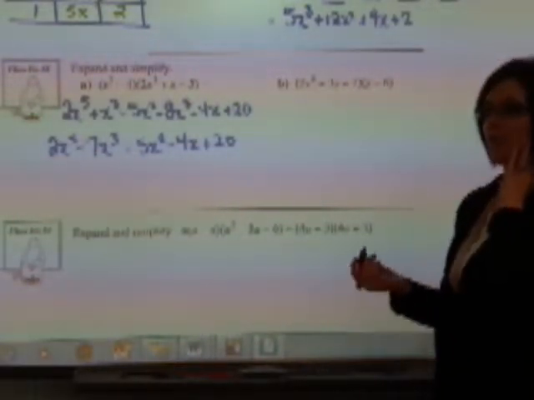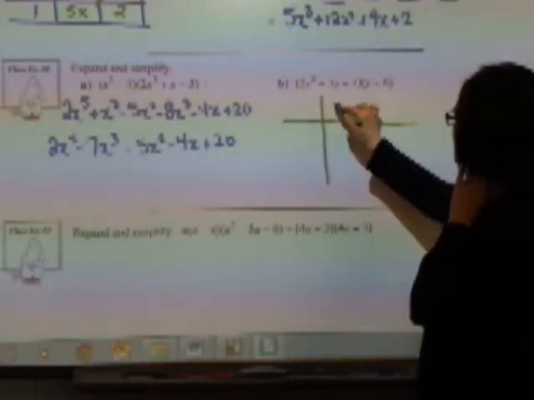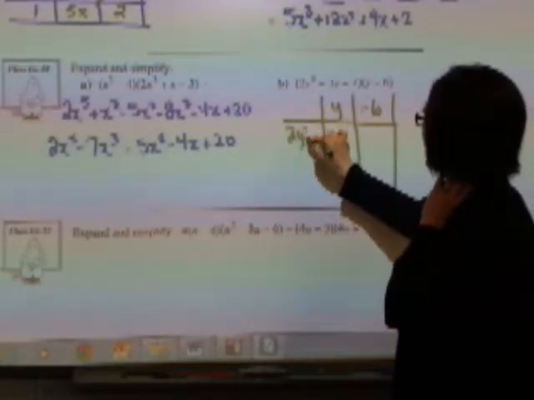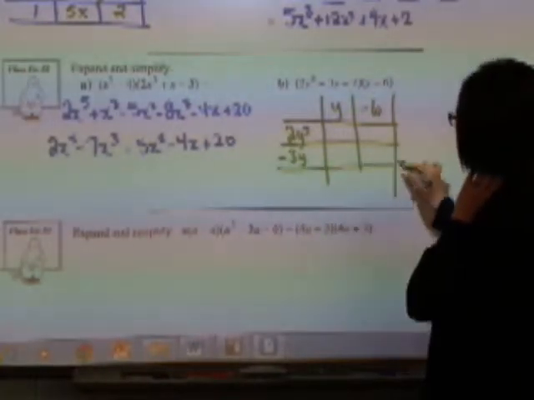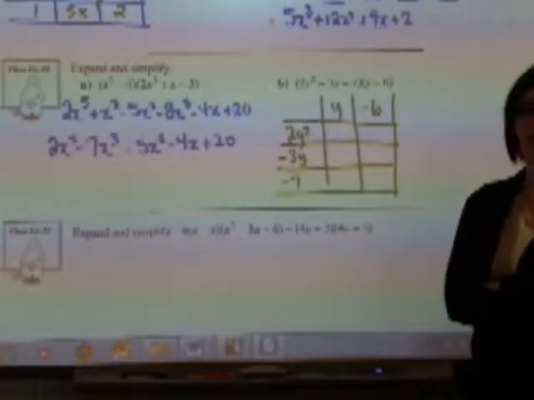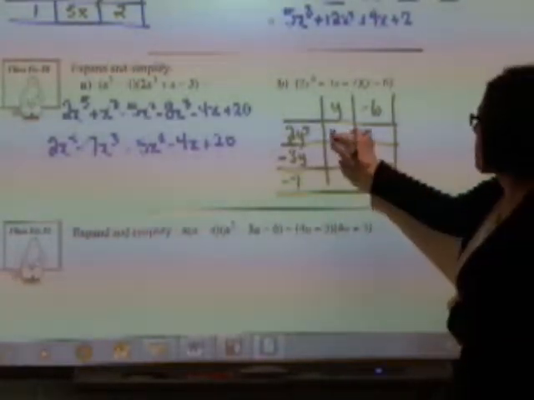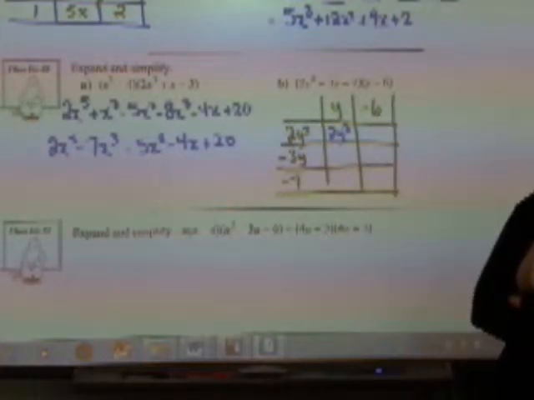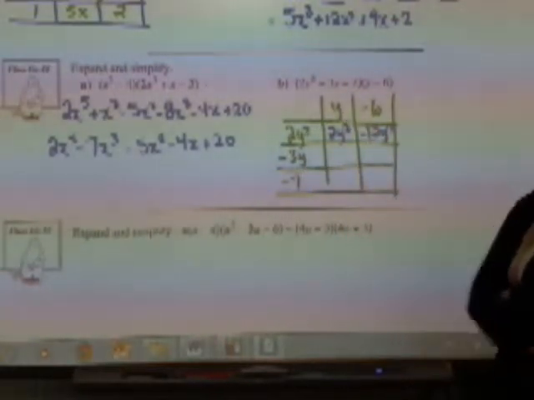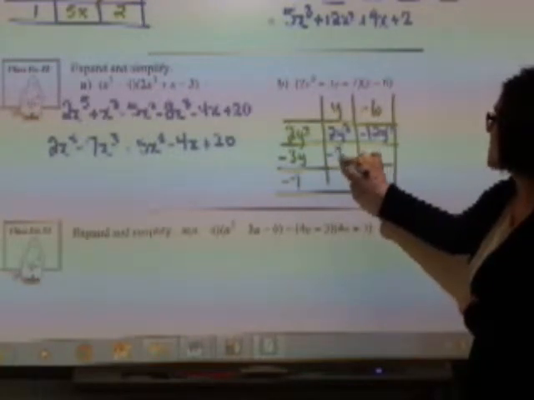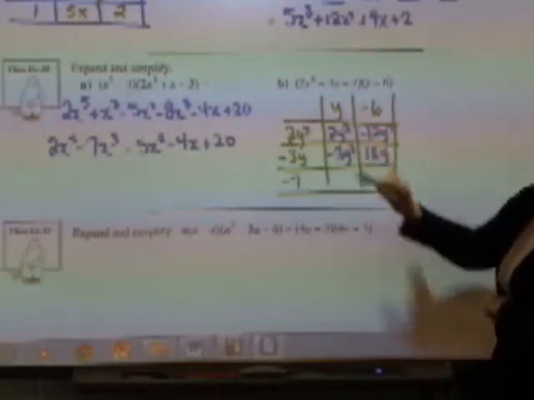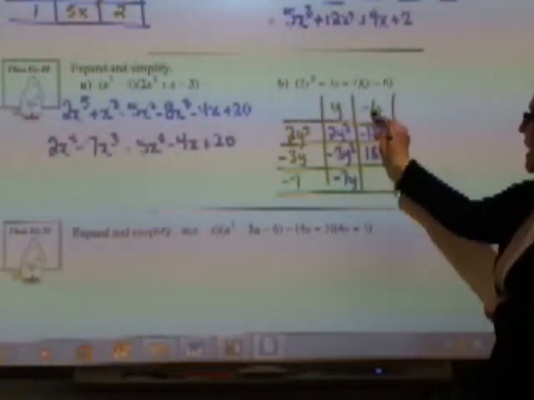For B, if we were to use a chart, so I could use a chart with A as well. Y and negative 6. And then I have a 2y squared, a negative 3y, and a negative 7. So then when I go to multiply these, 2y squared and y, 2y cubed. 2y squared times negative 6. Negative 3y times y. Negative 3y and negative 6. Negative 7 and y. And negative 6 and negative 7.